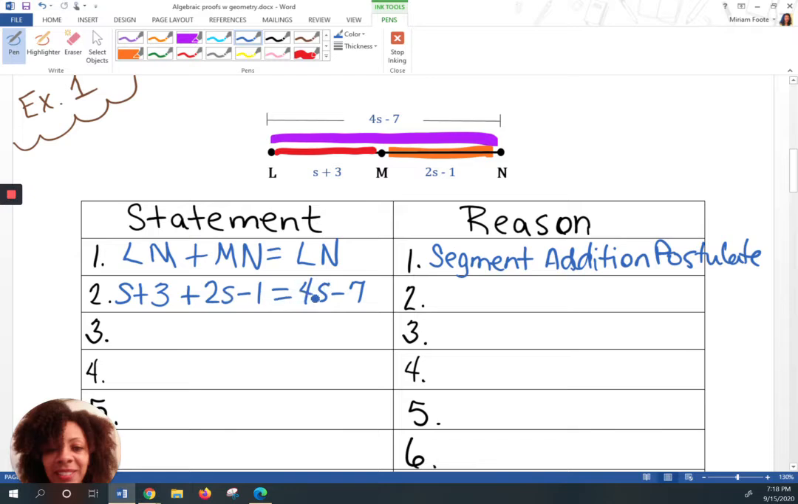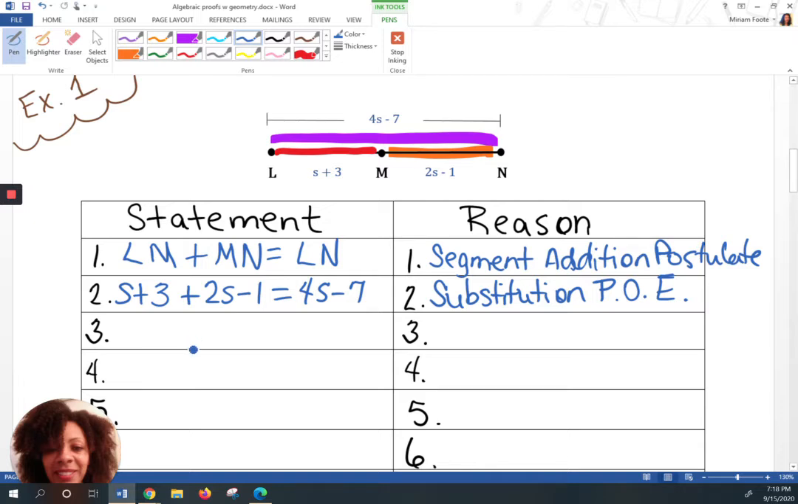Well, why did I do this? I just substituted. So this is called the substitution. And this time I have an equal sign. So substitution property of equality. That is on the other video if you need to go back and look at that one, part 1.